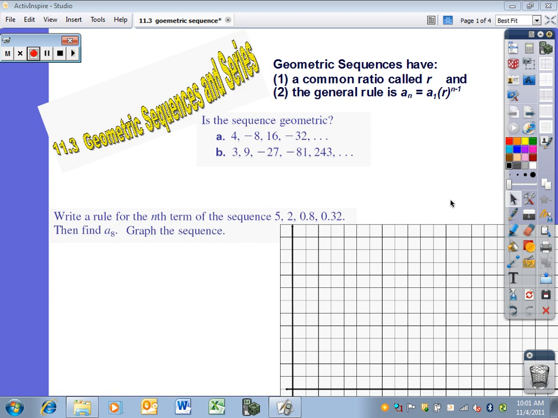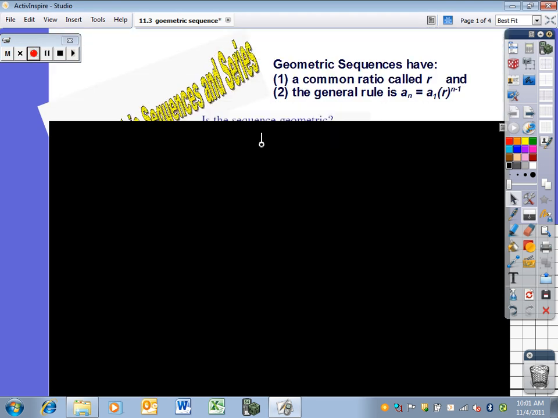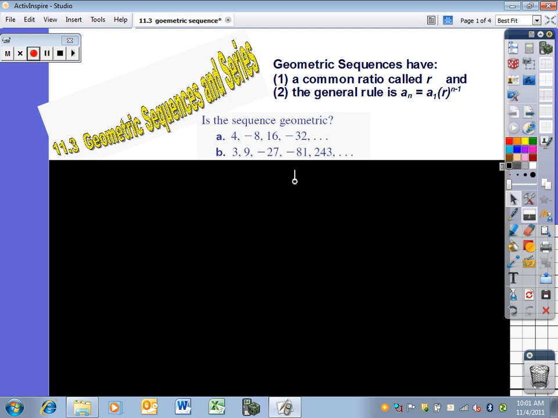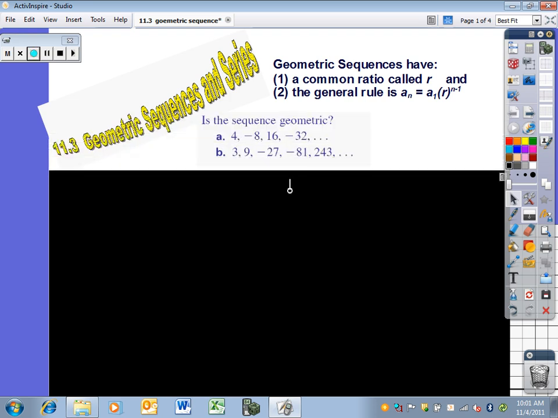Today we're going to be talking about geometric sequences and series. And so I'd just like to refresh a couple things. When we deal with a geometric sequence, we have what's known as a common ratio, r, and a general rule, a sub n equals a sub 1 times r to the n minus 1.